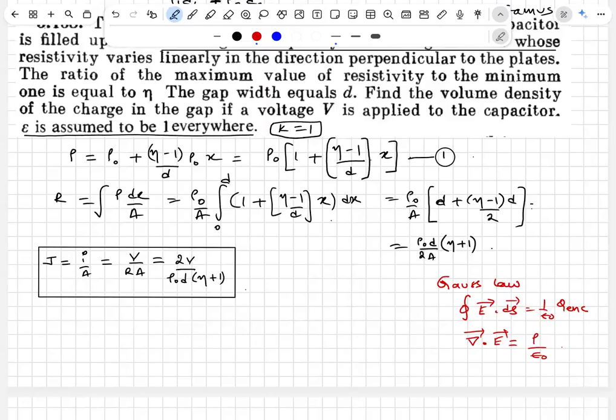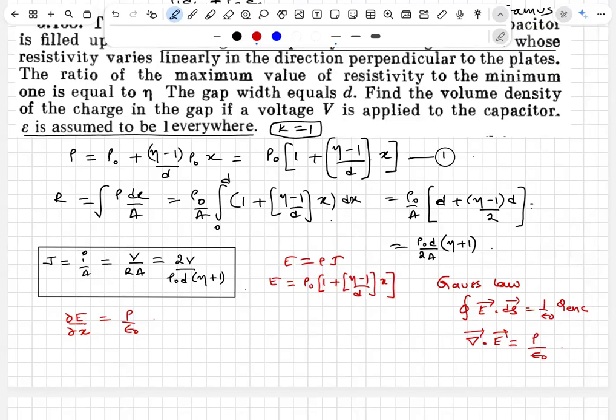Fortunately, this is not a spherical or cylindrical system. It's a plain X-based system. So this you can write: dou E by dou X is rho by epsilon. E is equal to rho J, J times rho. We know E is equal to rho J, where rho is rho naught times 1 plus (eta minus 1) by d times x.